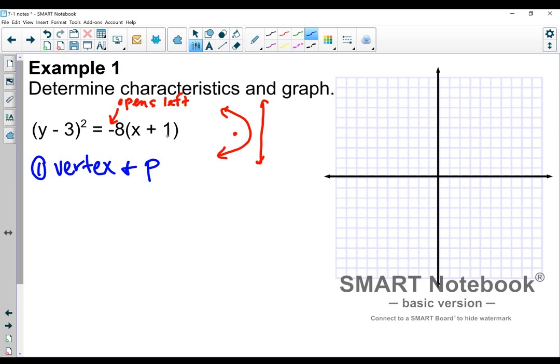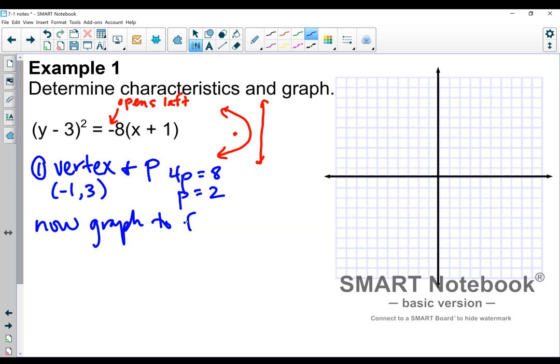So my vertex is going to be (-1, 3). And let's see, 4p would equal 8. I'm not worried about the negative. I know the negative means it opens to the left. So p equals 2. And now I'm going to graph to find the rest of my characteristics.